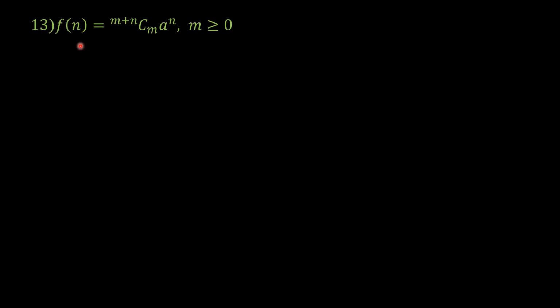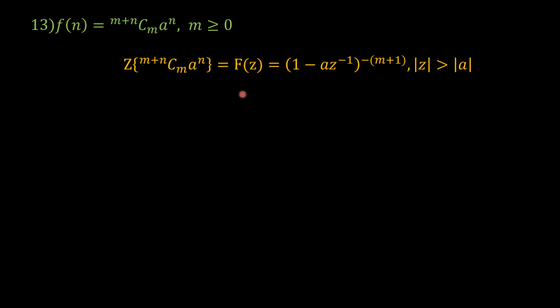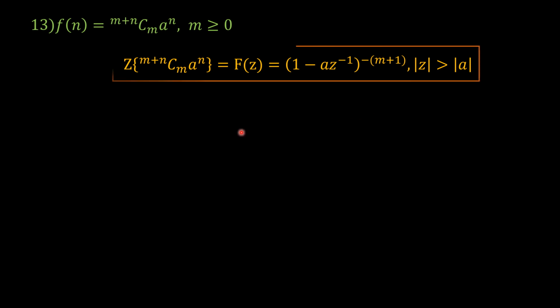The last sequence is f of n is equal to (m plus n)Cm a raised to n for m greater than or equal to 0, whose z transform is given by f of z is equal to (1 minus a z inverse) raised to minus (m plus 1), and the region of convergence is mod z greater than mod a. So this result is important in view of the inverse z transform.